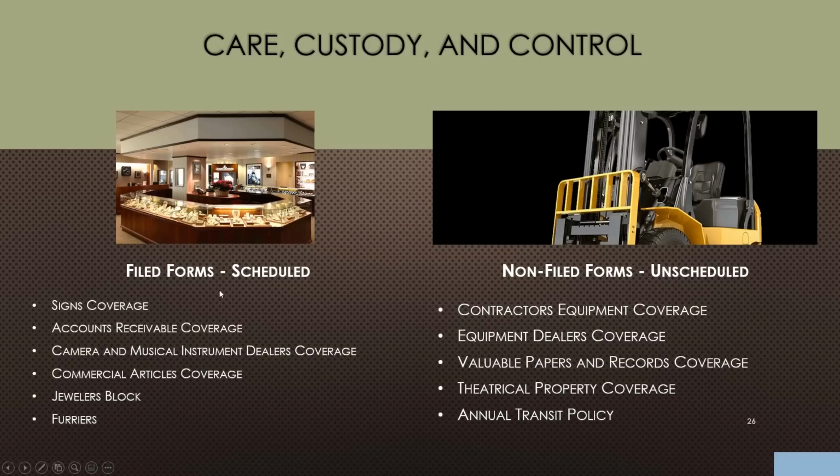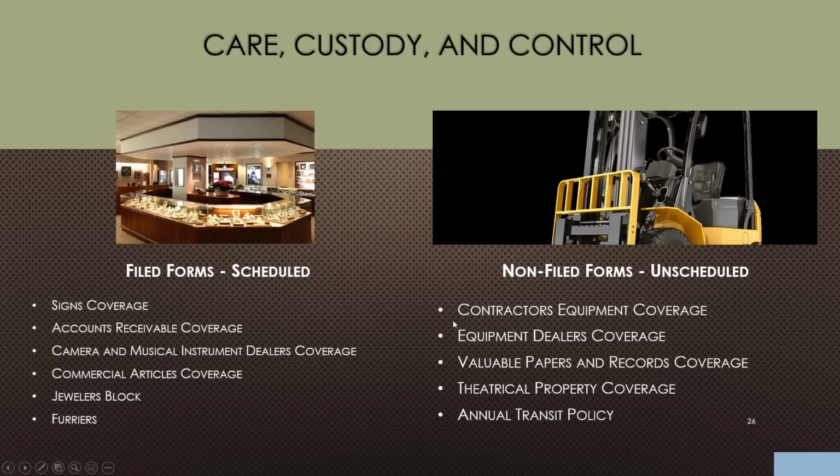Jeweler's block covers the jewelry store, and it covers care, custody, control of customers' jewelry in your store. Maybe, like I said, it's being cleaned, resized, whatever. Furriers covers fur coats, either for sale or, again, maybe someone dropped off their fur coat and it's under your care, control, and being cleaned.